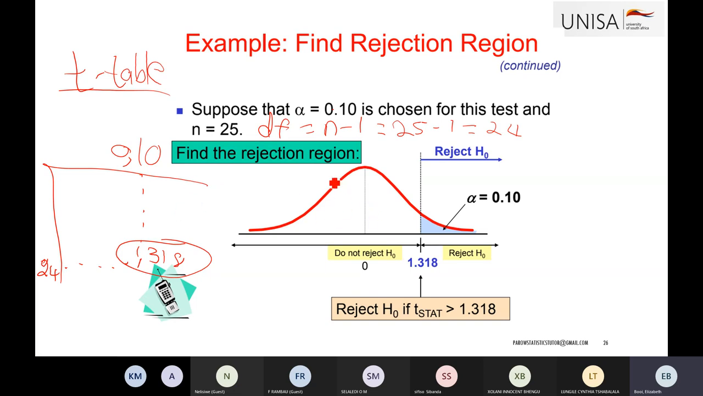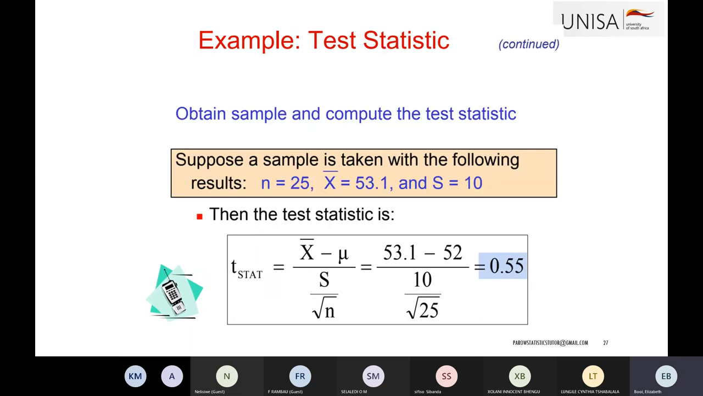You identify that. Anything that falls above that area, we're going to reject. That's what that statement says. So anything that falls here, we reject. Now let's go calculate our test statistic. We know that we're using a t-test, so calculating.